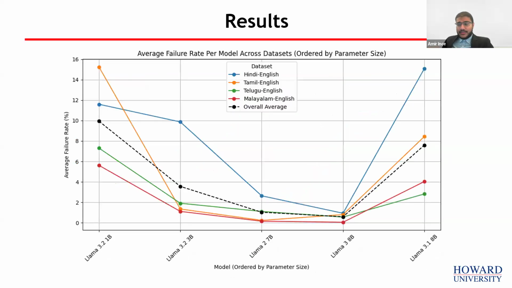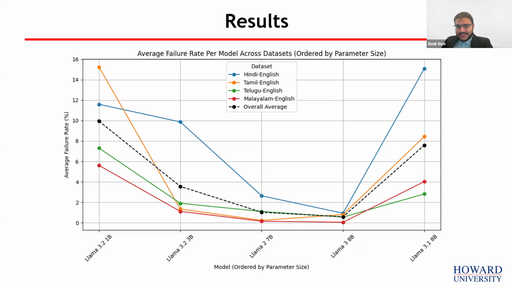Here we have a line plot demonstrating the average failure rate per model across datasets, ordered by parameter size. So larger models, such as those from the Llama 2 family and Llama 3 family, generally exhibit reduced failure rates, reflecting their improved ability to handle diverse and complex tasks.